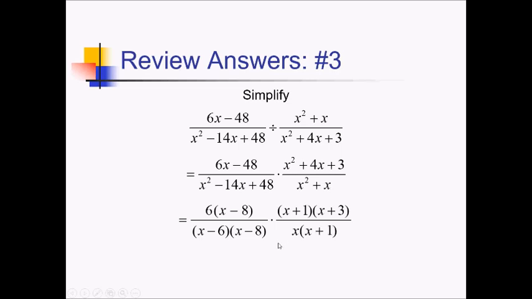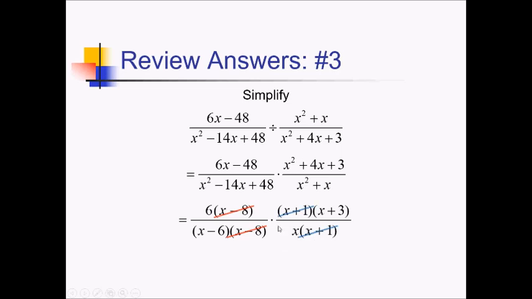What can we cancel now? Well, it looks like these x minus 8s can get canceled, and they're in the same fraction, so there's no question. But if they were in different fractions, I could still cancel them, because again, I'm multiplying here. We also have these x plus 1s that can cancel. Anything else? Doesn't look like it.